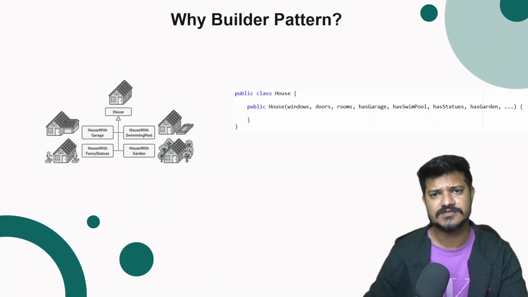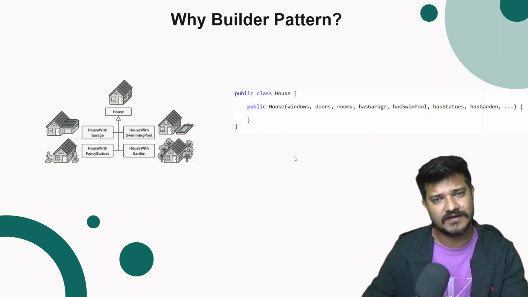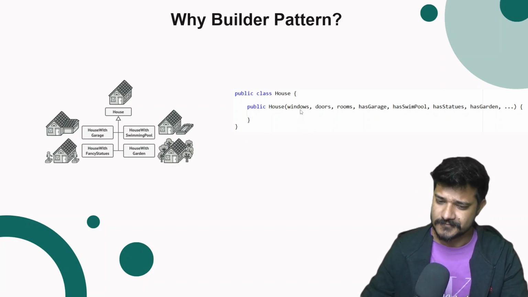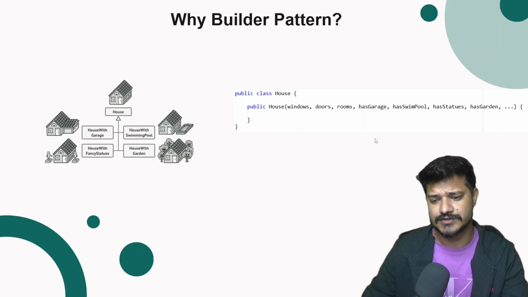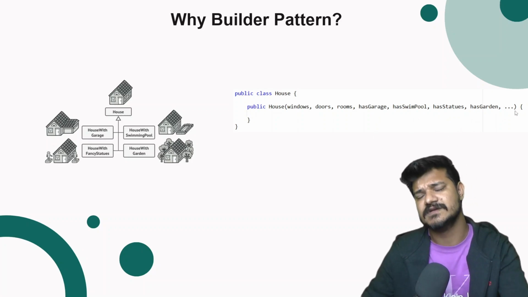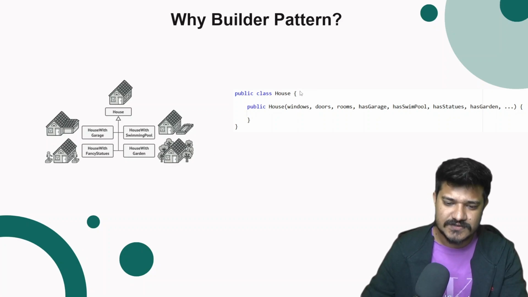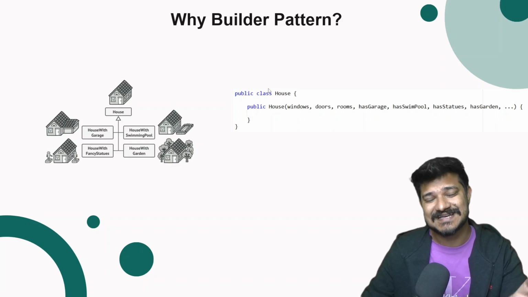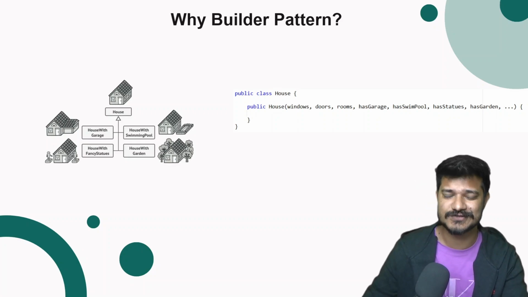One of the ways you can do it is to provide a constructor with all of the values. So I have a house constructor, and then there are multiple fields, and I can jam it all in this constructor: number of windows, doors, rooms, garage, swimming pools, statues, gardens, and some other fields also. This way, we can set the fields we want to. This is one of the solutions.